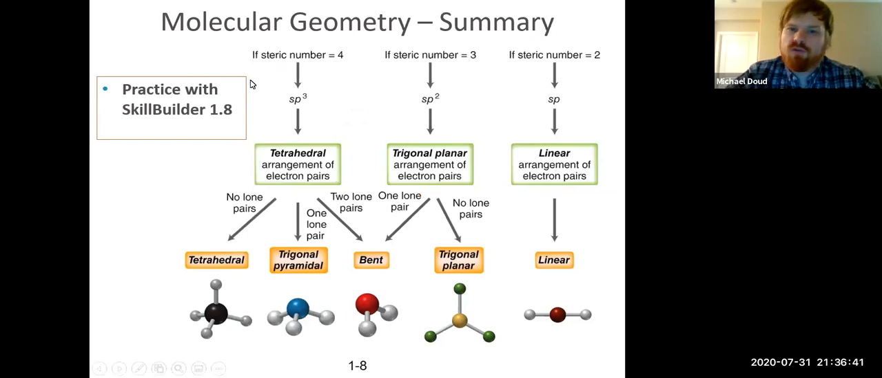So here's our overview of molecular geometry. If you have steric number 4, then you end up with an sp3 hybridized central atom, which has a tetrahedral electron group geometry, and the molecular geometry could be either tetrahedral, trigonal pyramidal, or bent, depending on the number of lone pairs on the central atom. If you have steric number 3, that's sp2 hybridized, so it's trigonal planar electron pair geometry. With no lone pairs, it's trigonal planar, and if there's 1 lone pair, it's bent.